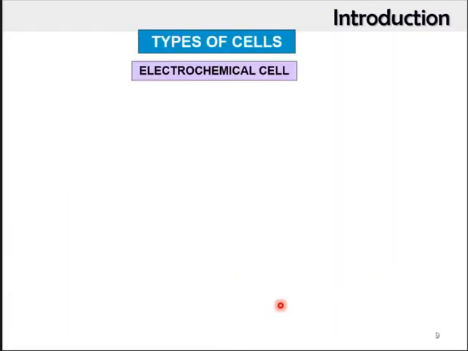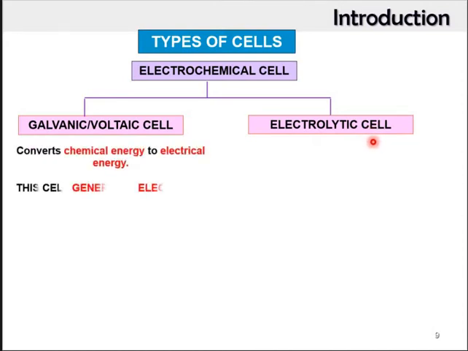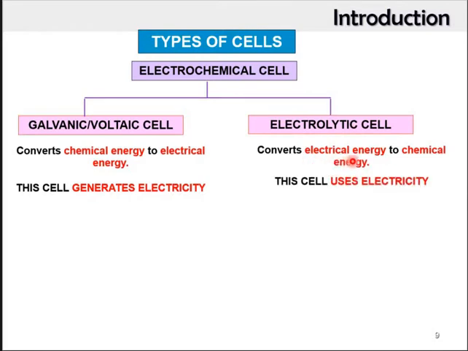So we have two types of cell, which is electrochemical cell is divided by two, galvanic cell and electrolytic cell. Galvanic cell yang kita akan tengok pada subtopic 3.1, and for electrolytic cell kita akan tengok pada the last subtopic 3.3. So what is galvanic or voltaic cell? Okay, dia adalah benda yang sama, galvanic or voltaic. It convert chemical energy to electrical energy. That means this cell generates electricity. But then for electrolytic cell, it converts from electrical energy to chemical energy. So this cell uses electricity.